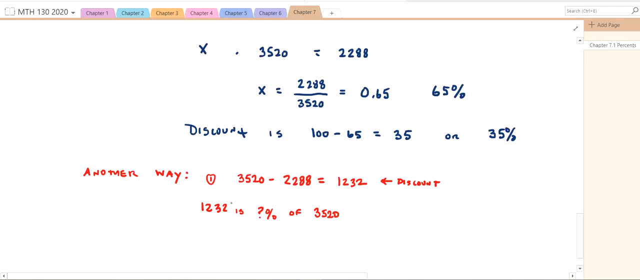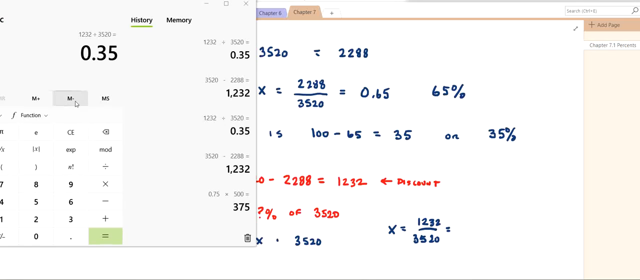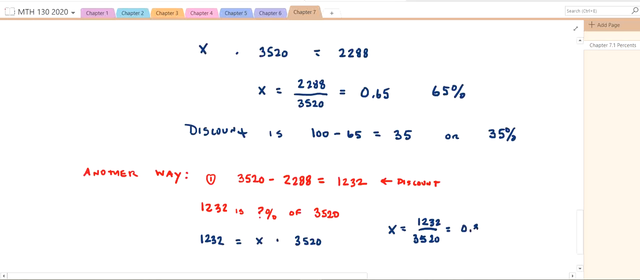So now when we turn that into an equation, we're essentially solving this equation. 1232 equals X percent times 3520. And we see here, to solve for X, we need to take 1232 and divide it by 3520. Here you can see I did this on the calculator. And it equals the same number, 0.35. So, two different ways to solve these sorts of problems.